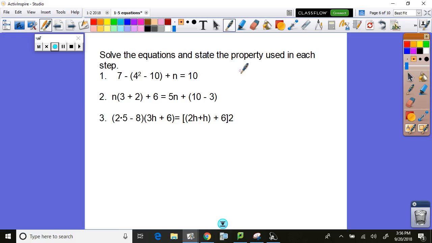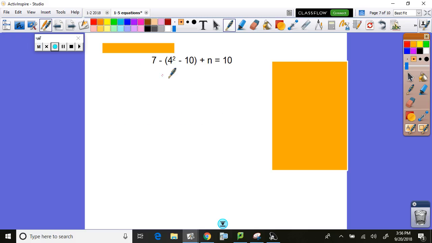So now I want you to solve each of these equations, stating the property used at each step. So you may want to space these out and recopy them. Again, pause, solve them, and then come back. So welcome back. Hopefully you've solved all 3. So we're going to start with this one. So the first thing I want to do is simplify this. So this is 7 minus 16 minus 10 plus n equals 10.